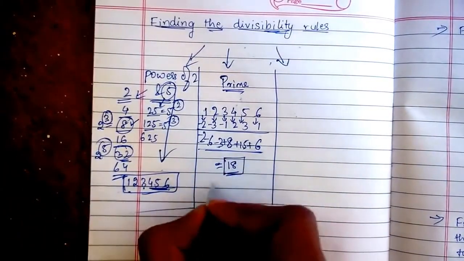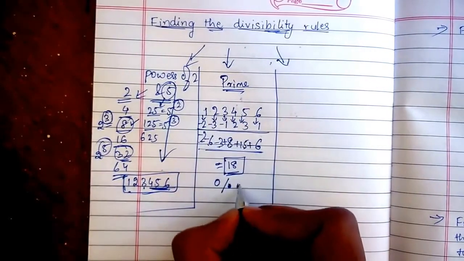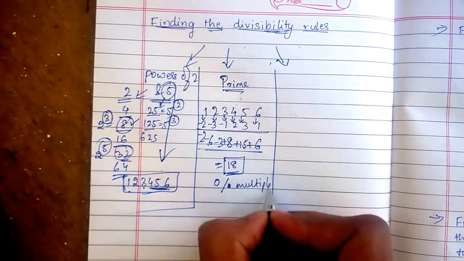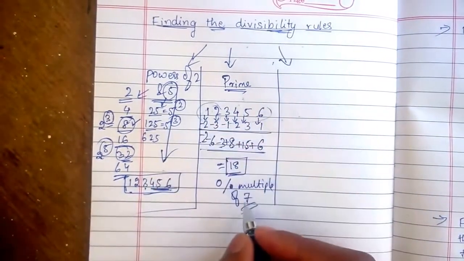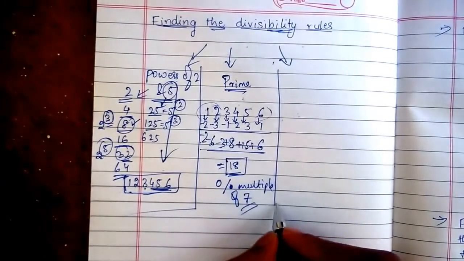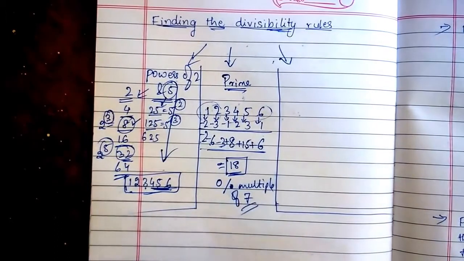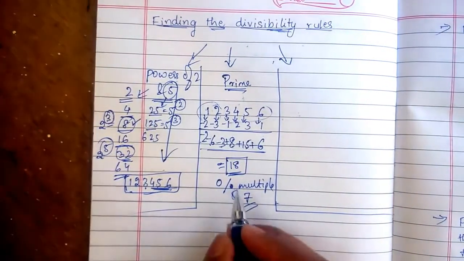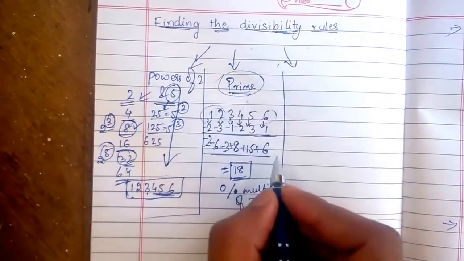If the answer that you get is either 0 or a multiple of 7, then this number 1, 2, 3, 4, 5, 6 will be a multiple of 7. So this is a method of simplifying it. Now when we do not know this sequence, how do we generalize it for all the prime numbers?